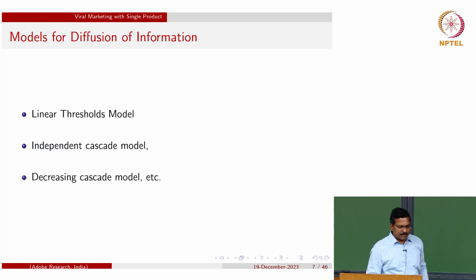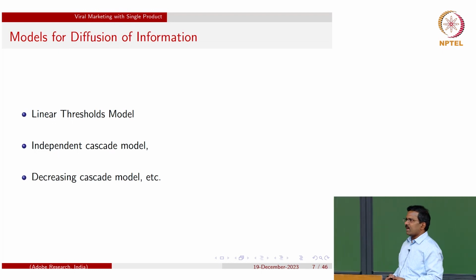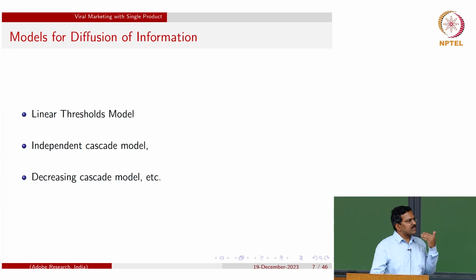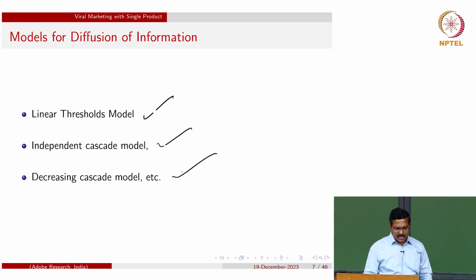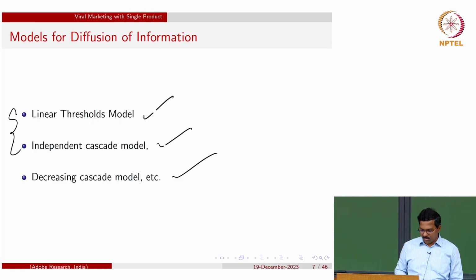So, how do you capture this propagation process? I mentioned the fact that influence propagation is a probabilistic process, right? How do you formally capture that? There are multiple models to capture this probabilistic process of information propagation: linear threshold model, independent cascade model, decreasing cascade model. Like that, there are several such models out there. But the top 2 are the most important, very popularly considered to model the information propagation process as a probabilistic process.